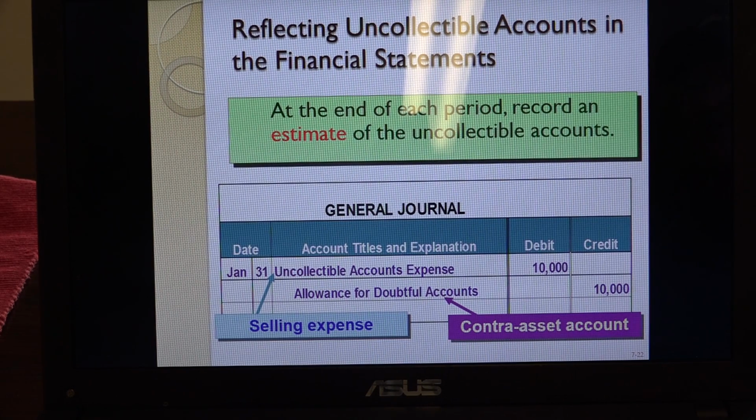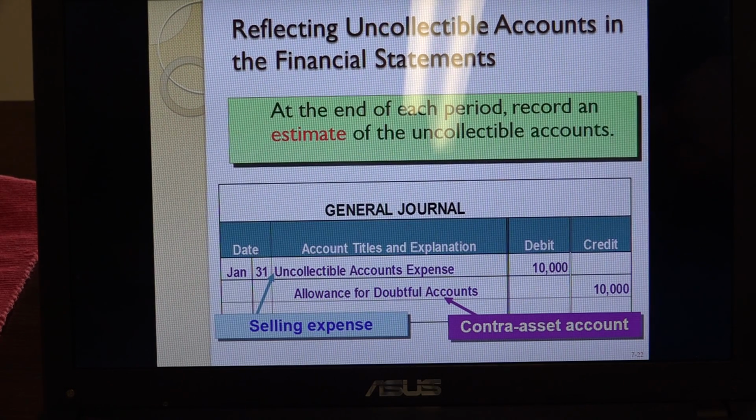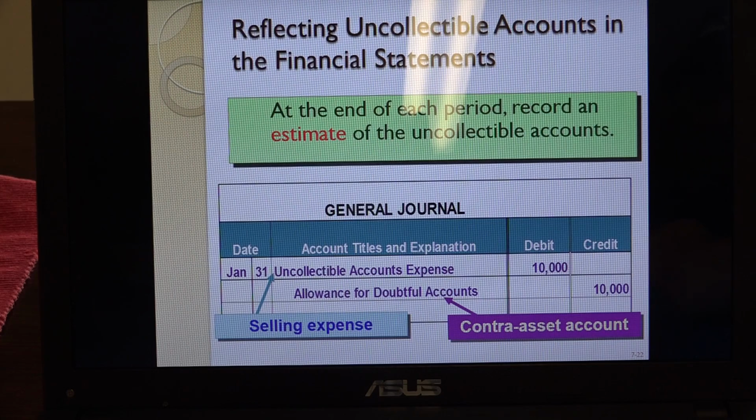And so at the end of the period, they simply debit uncollectible accounts expense. Other people use the term bad debt expense. You'll see that a lot. Uncollectible accounts expense, not so much. And as it points out here, that's a selling expense. It reduces our sales profit. And here you're crediting this contra asset account, allowance for doubtful accounts.